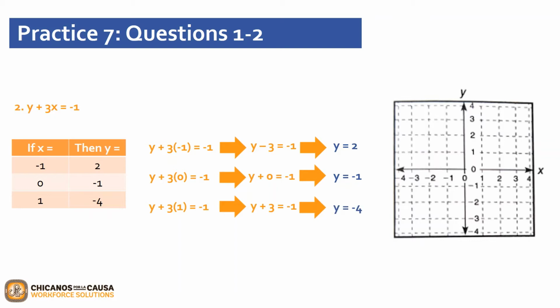So now we have 3 different ordered pairs: negative 1, 2; 0, negative 1; and 1, negative 4. So let's go ahead and plot them on our grid. So here we have negative 1 and 2, 0, negative 1, and 1 and negative 4. Now we're just going to put a line between them. Perfect. So the y coordinates that we solved for are 2, negative 1, and negative 4.